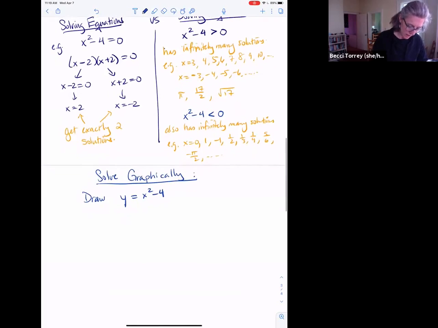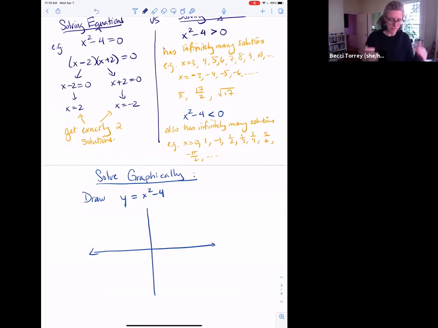X squared is our basic parabola, U-shaped, and minus 4 means that we've shifted down vertically by 4 units. Minus 1, minus 2, minus 3, minus 4. So the bottom of our U is down here at 0, minus 4. Right, we've just shifted our graph down by 4 exactly.